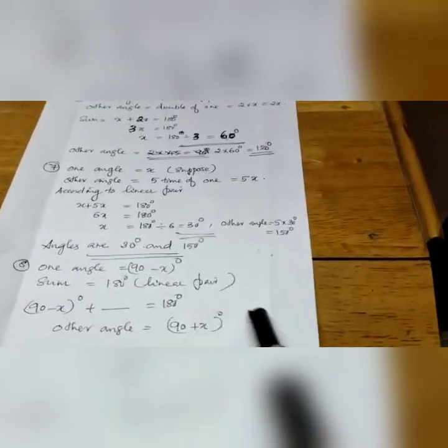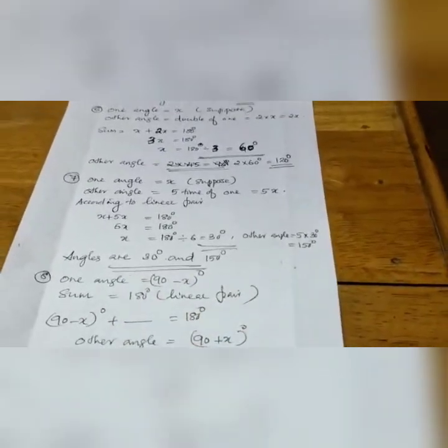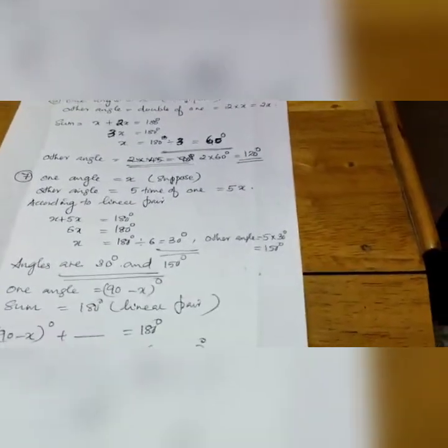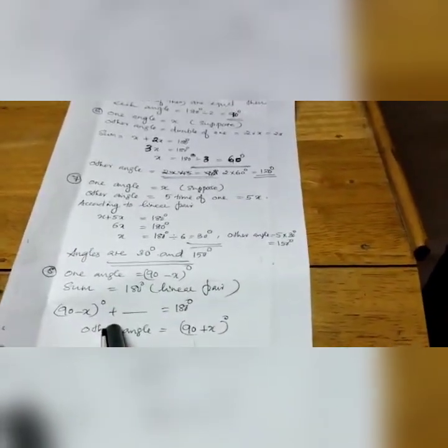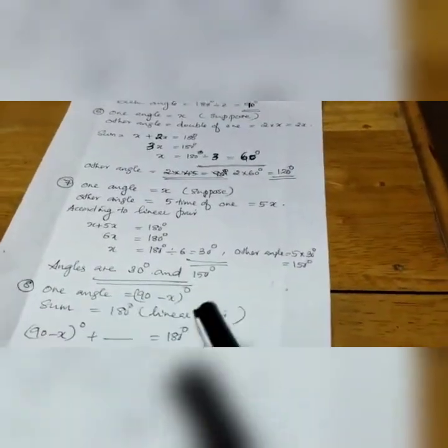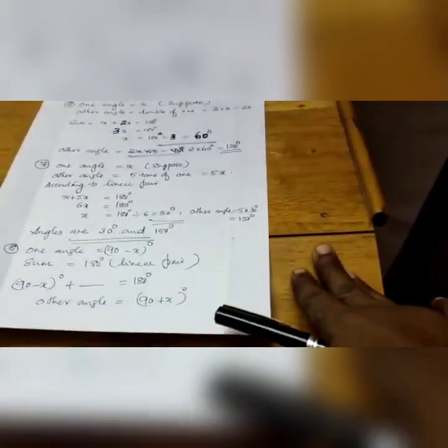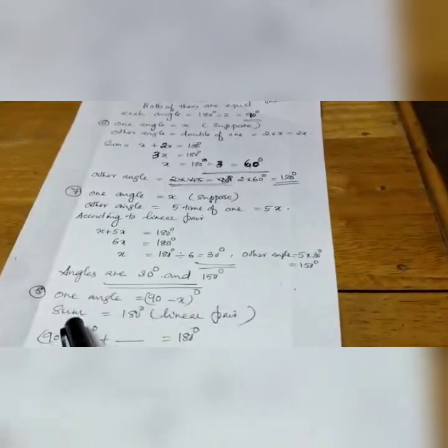Therefore, 90 plus x. If we add both these angles, 90 plus 90 is 180. Here x is minus and here x is plus, so the x cancels. Adding 90 minus x to 90 plus x, we get 90 plus 90, 180. The x and minus x are cancelled, because if x is added and x is taken away, only 90 and 90 remain, which is 180.